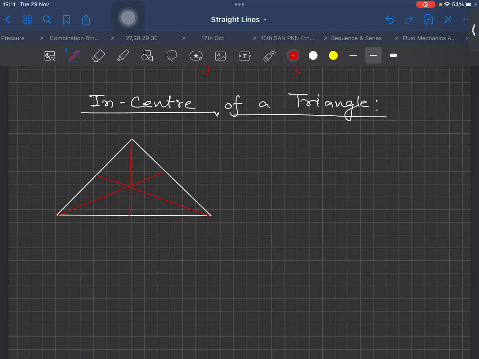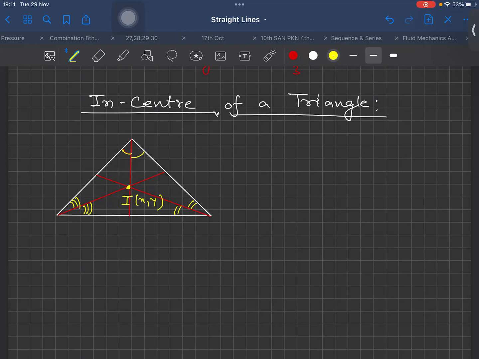So this angle is equal to this angle. This angle is equal to this angle. This angle is equal to this angle. This point is called the incenter. Okay, let's write I, X, Y.